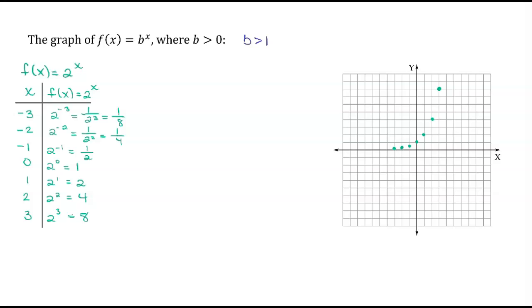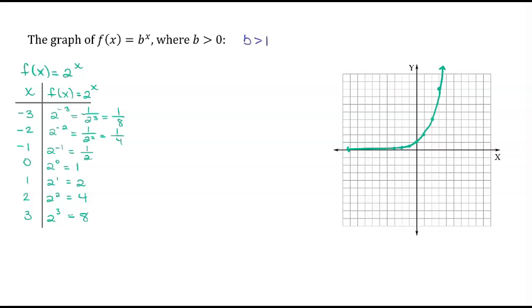Notice the trends that we see with these coordinate points. The smaller the x value gets, the tinier our fraction will be, and it will never actually reach 0. That is, on this graph, as we move to the left, our points will approach the x-axis. With positive x values, our y values get larger and larger very quickly and head off to infinity.